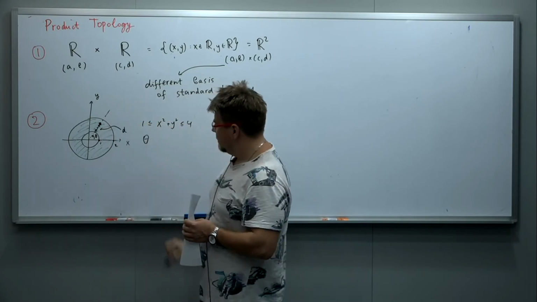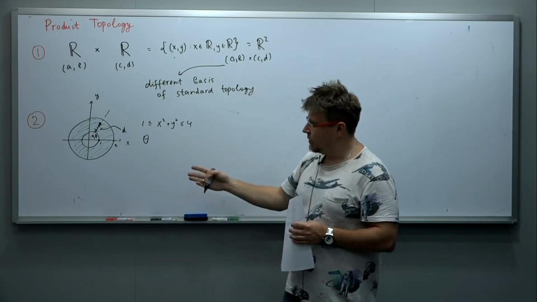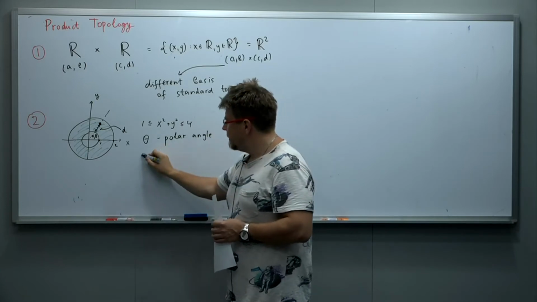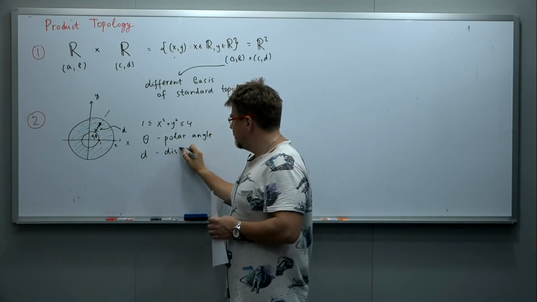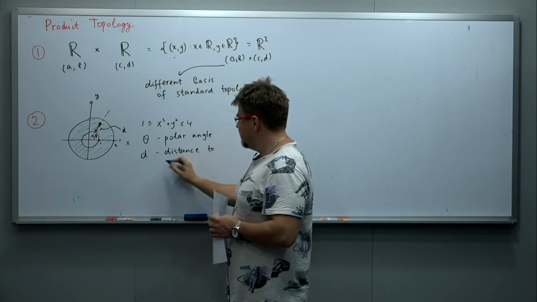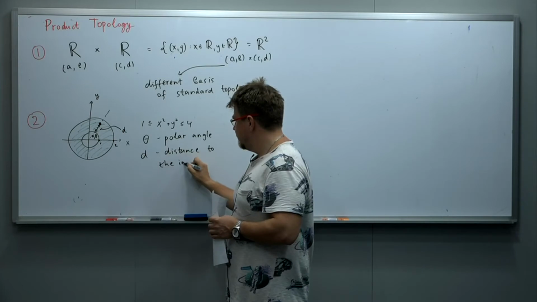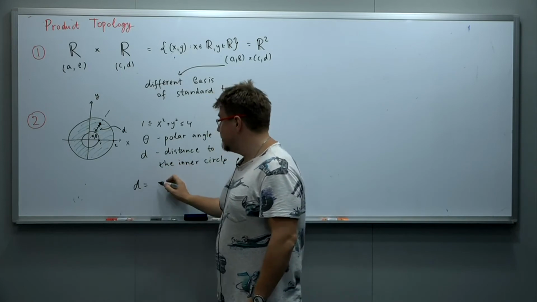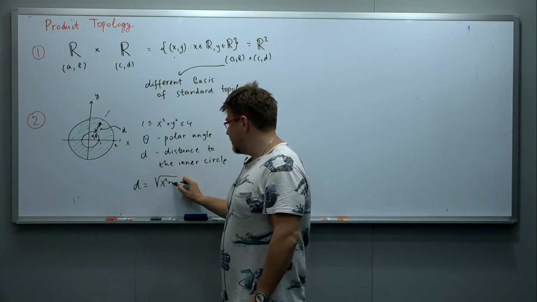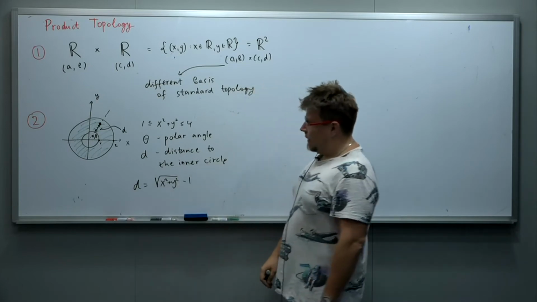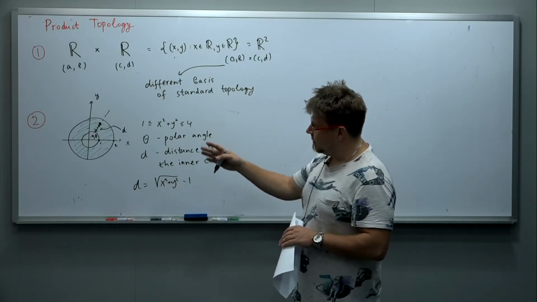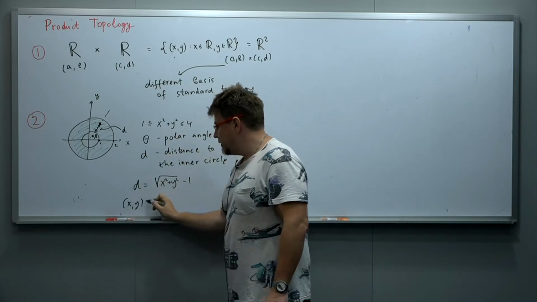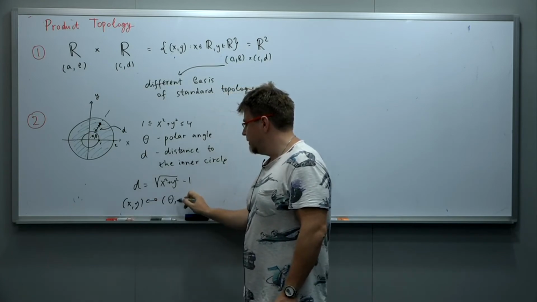Right, so it's going to be specified by theta, which is the polar angle, and d, which is the distance to the inner circle. So in other words, d is nothing else but the square root of x squared plus y squared, minus 1. But my main point is that the pair x, y is in one-to-one correspondence with the pair theta and d.